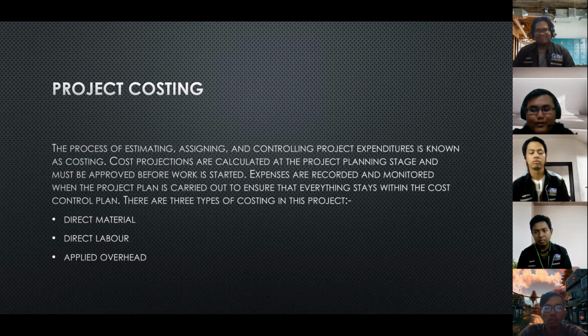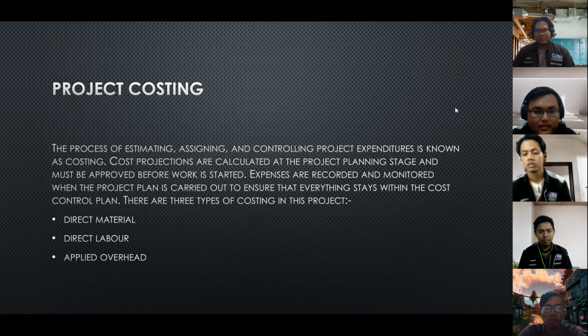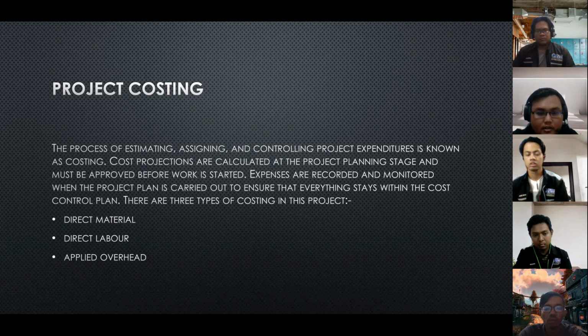Assalamualaikum warahmatullahi wabarakatuh. My name is RIZMANHADI. For my part, it is project costing. The process of estimating, assigning and controlling project expenditure is known as costing. Cost projections are calculated at the project planning stage and must be approved before work is started. Expenses are recorded and monitored when the project plan is carried out to ensure that everything stays within the cost control plan. There are three types of costing in this project. The first one is direct material, the second one is direct labor, and the third one is applied overhead.